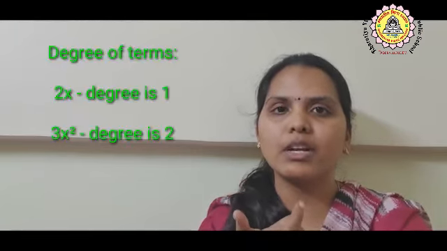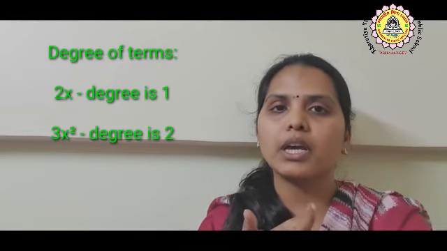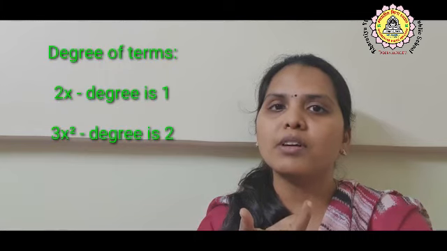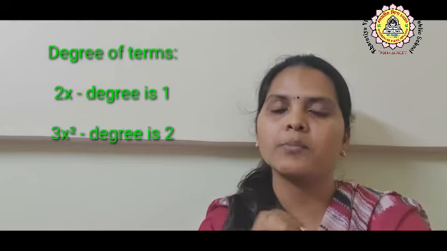Next concept is the degree of an algebraic expression. What is the degree of an algebraic expression? We know how to find the degree or the power of individual terms. Suppose you take 2x. What is the variable power? 1, since x means x to the power of 1. So the degree of this term is 1.